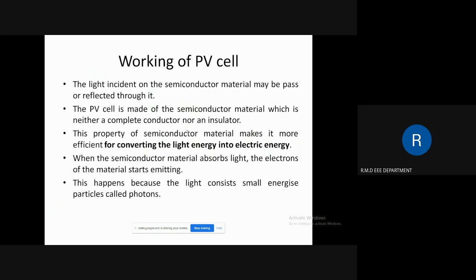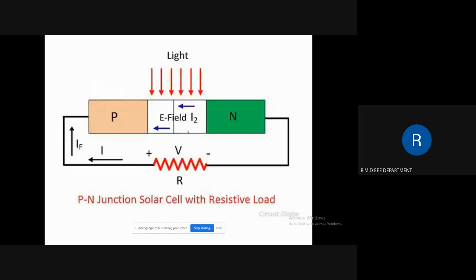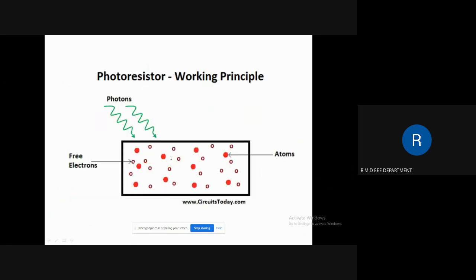This is the working of this photovoltaic cell. So this is how, when the light falls, the movement of current is shown in this diagram. Working principle diagram: how the free electrons are traveling through these layers.